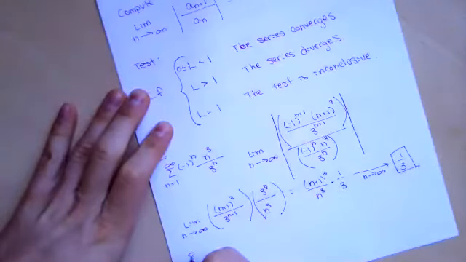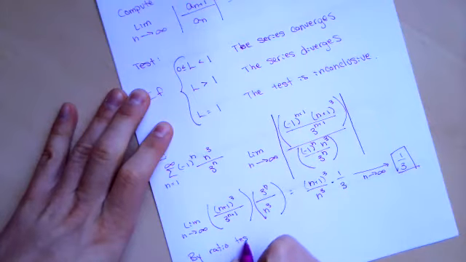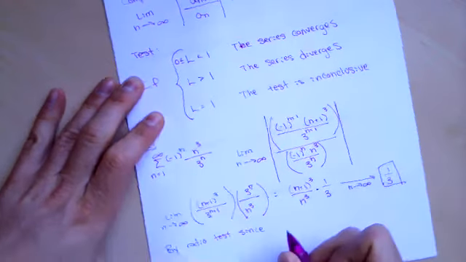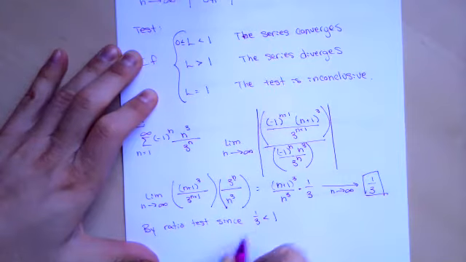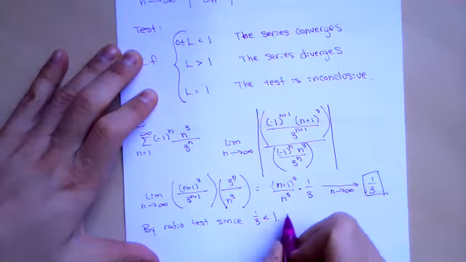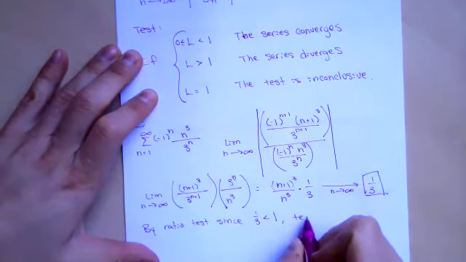So by the ratio test, since the value we got, 1/3, is less than 1, the series converges.